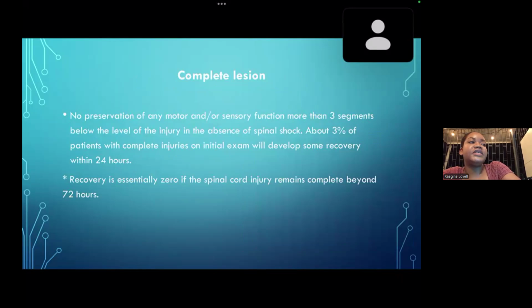So as I was saying, in a complete lesion, there's no preservation of any motor or sensory function more than 3 segments below the level of the injury. About 3% of patients with complete injuries on initial exam will develop some recovery within 24 hours. However, recovery is essentially 0 if the spinal cord injury remains complete beyond 72 hours.